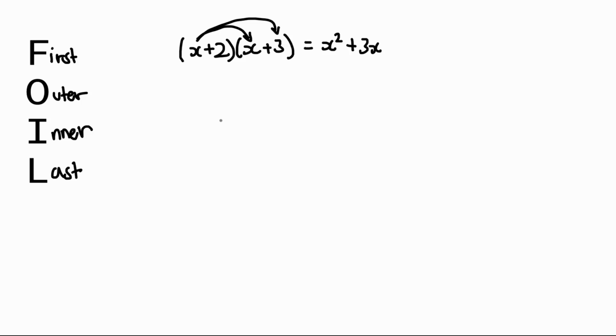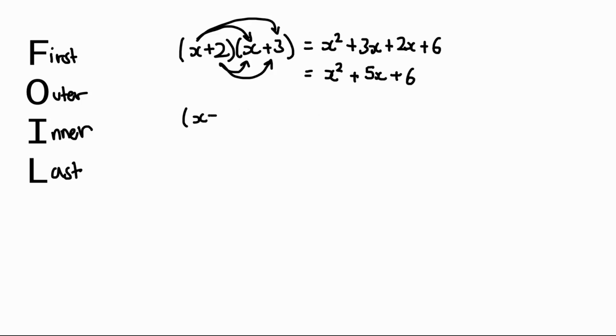together. So that's 3x. Next, we take the two innermost elements of the brackets, 2 and x, and multiply them together. And finally, we take our two last elements, 2 and 3, and multiply those together to get positive 6. And next what we do is we take this and combine our like terms. So we have x squared, that just moves down, and 3x and 2x can be combined to make 5x, and then our constant 6 just carries over.